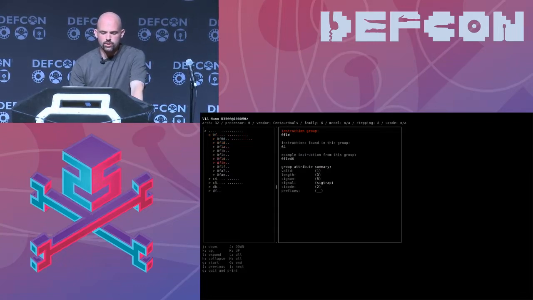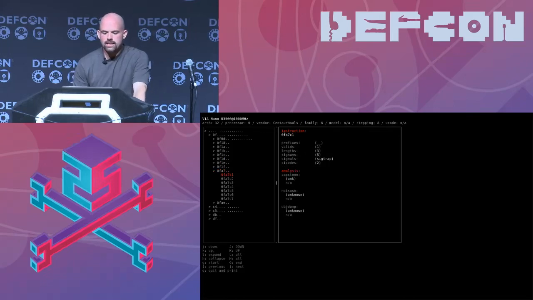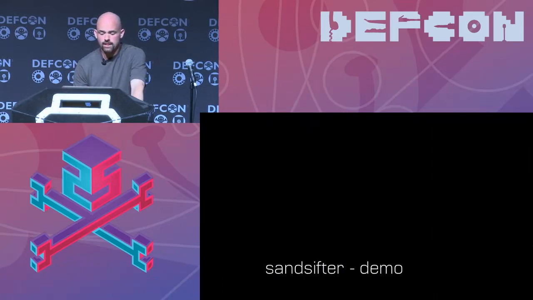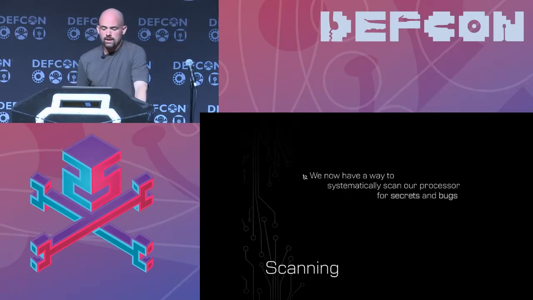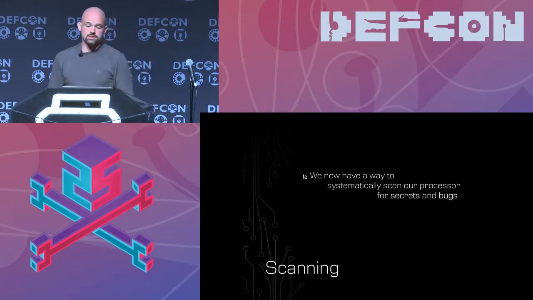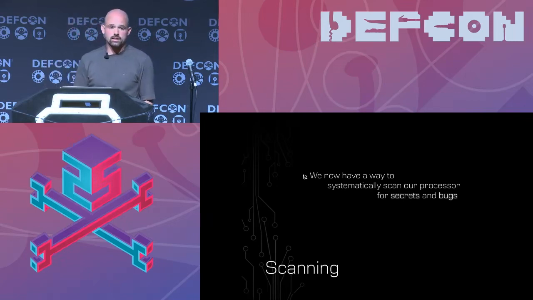If I dive into one of these instructions, I can drill down in a little more depth. It's telling me that the instruction 0FA7C1 existed on this processor, but none of the 3 disassemblers that we gave that byte sequence to understood what that instruction was. That's a really strong indication that this is an undocumented instruction sitting on my processor. So basically, this gave us a way to systematically scan our processors for secrets and bugs.